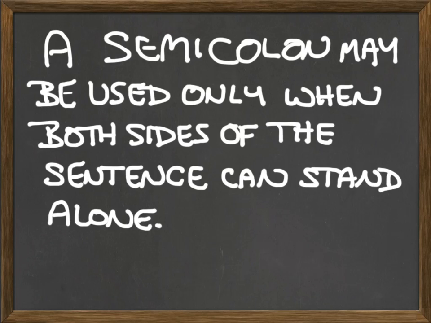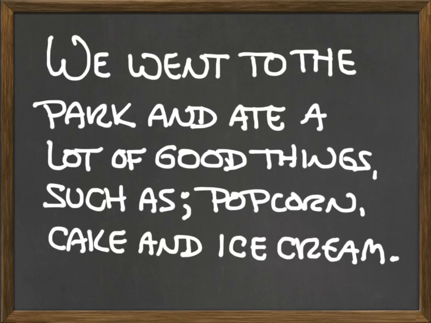Thus, because a semicolon is used to separate independent clauses in a sentence, it may be used only when both sides of the sentence can stand alone. If you put a semicolon in a sentence and you look on either side of it, both sides have to be full, complete sentences if they were taken out and left to stand on their own. Okay, I think an example might help.